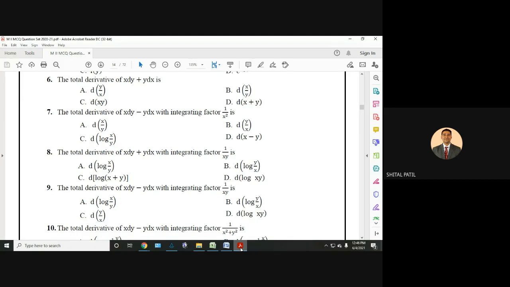Yes, who is getting the answer? Again, the integrating factor is there, so we should be able to remove this 1 upon xy.